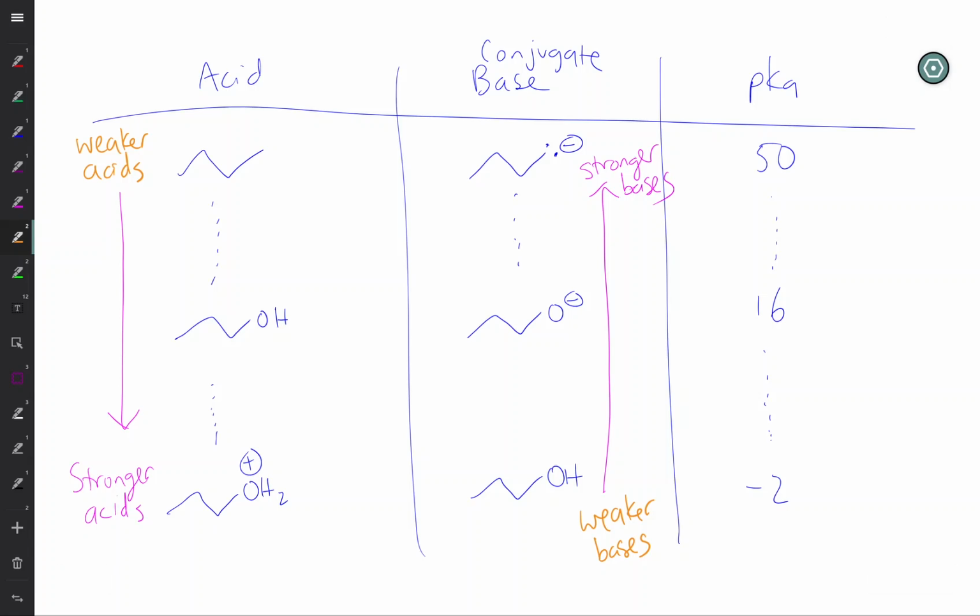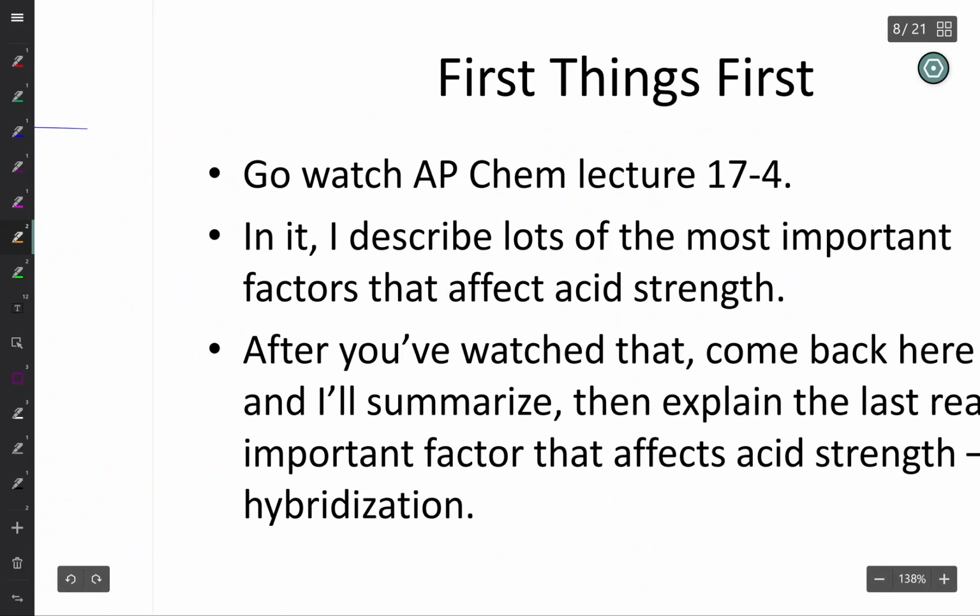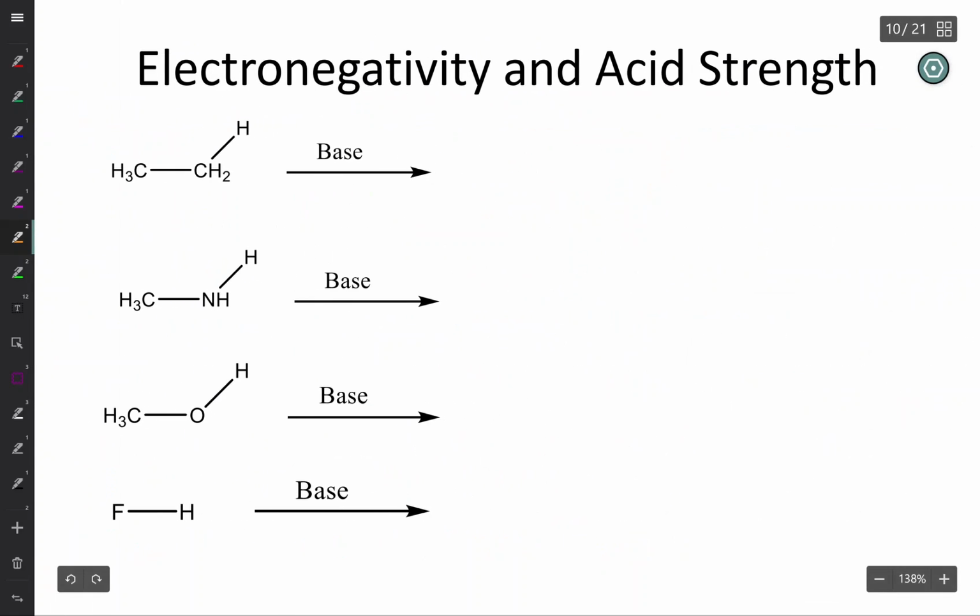So I gave you a list, so you have that to give you a sense of how strong or weak different acids and bases are. But I also want you to develop a little bit of a conceptual understanding of why certain things are more acidic or more basic, why certain molecules would be more willing to gain or lose protons. So I'm going to talk about some of the factors, all right?